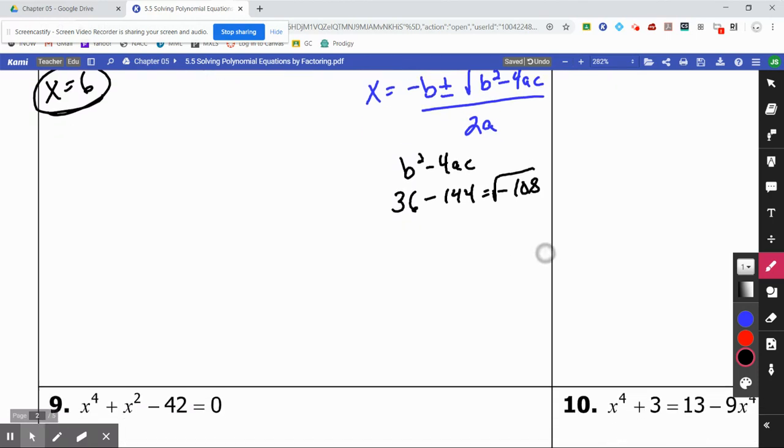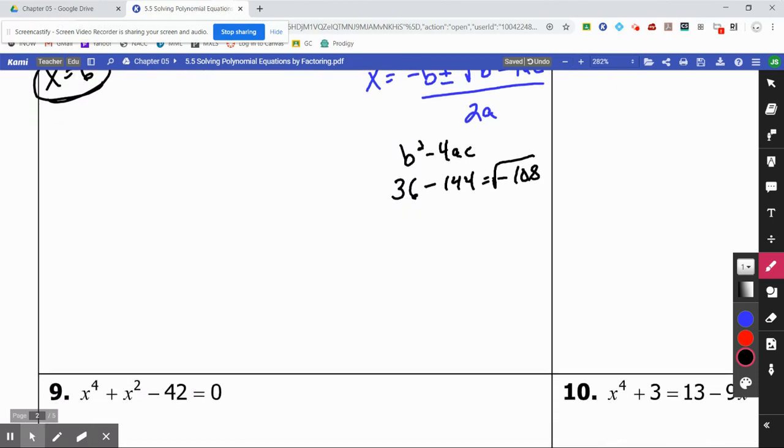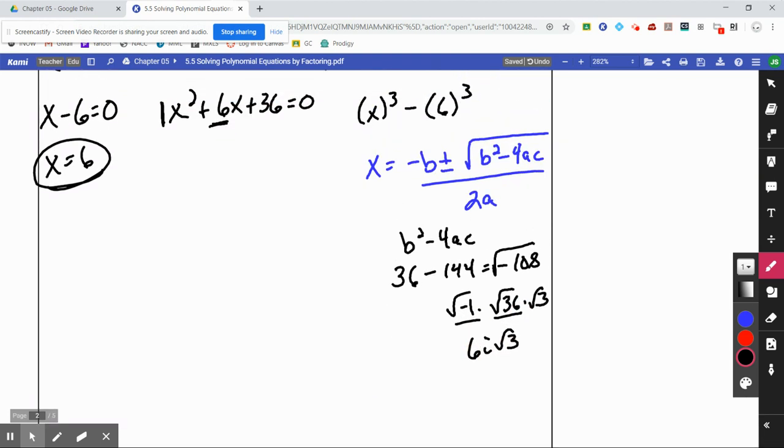The negative 108, again, is the stuff under your radical. So we're going to split that into the square root of negative 1 times the square root of 36 times the square root of 3, which would be 6i root 3. Again, that's the stuff under your radical.